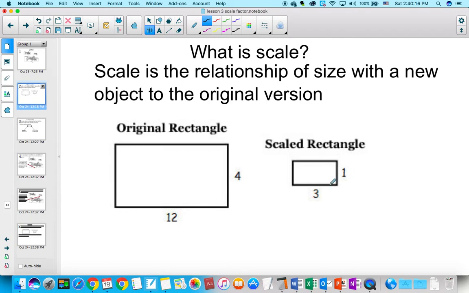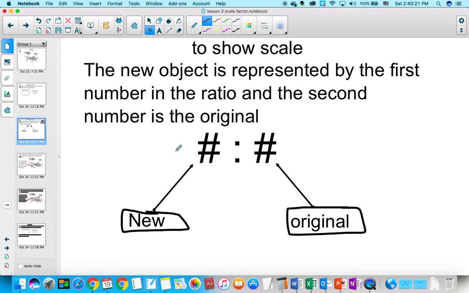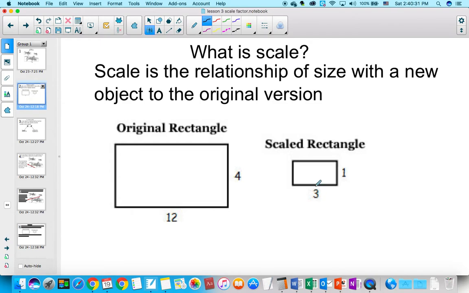So you can say that if we were looking at our scaled rectangle, the new rectangle is scaled. So we put the first number as its relationship. And so we can see that this is 4 times smaller than the original. So we can represent this as 1 to 4, right? It's 1/4 the size, or 1 to 4 the size of the original, right?